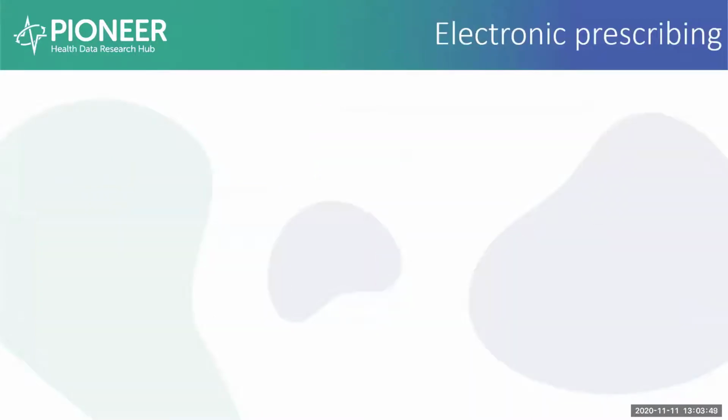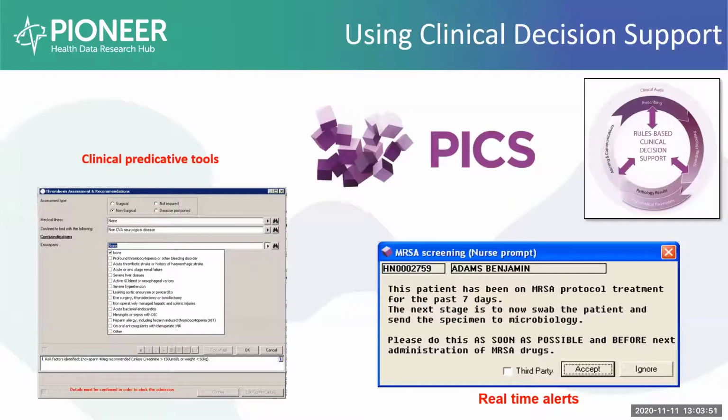In the second example here, we've got a predictive tool. So here you put in a series of information, and the software starts to give you advice about what to do next. Next slide, please.